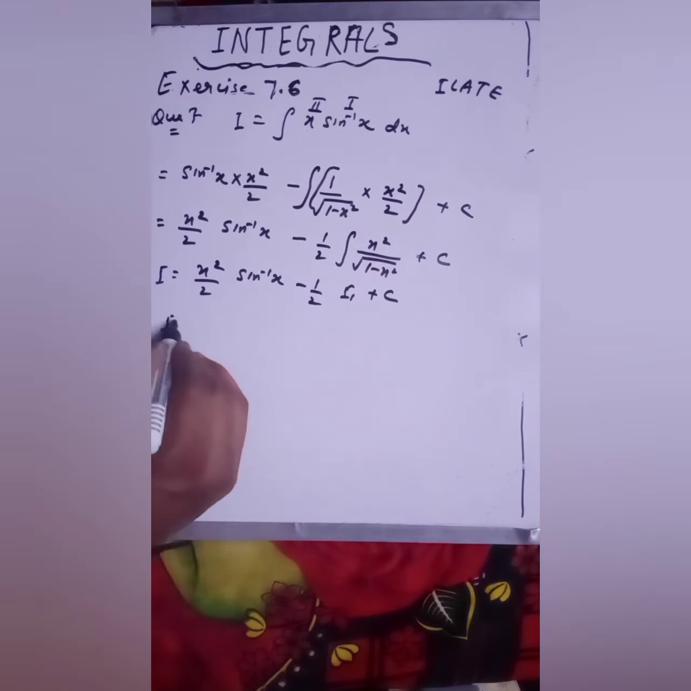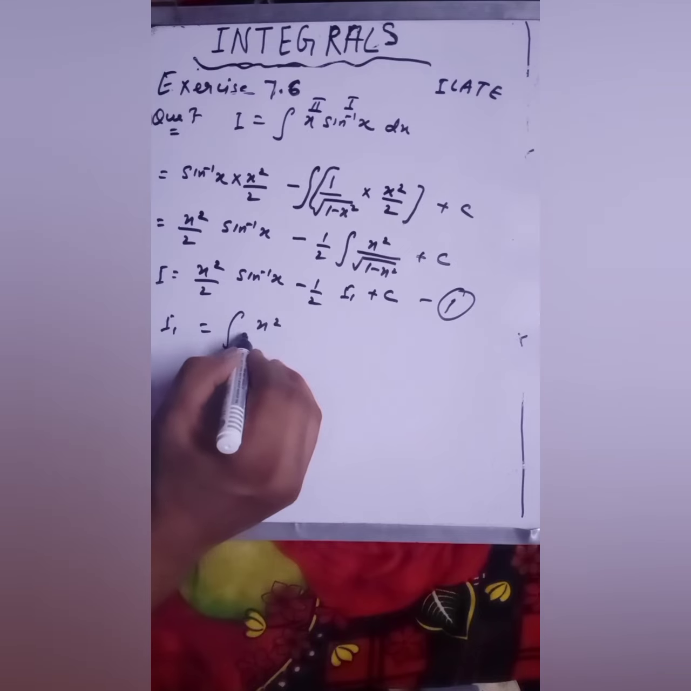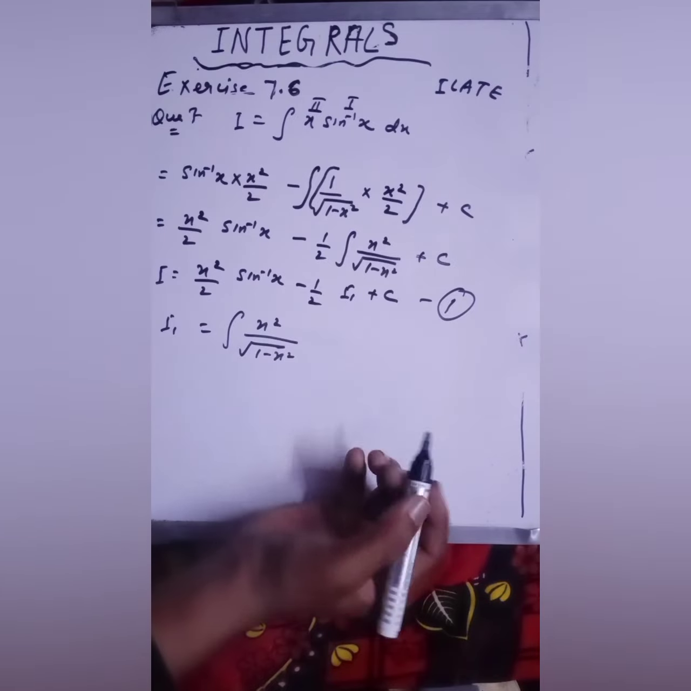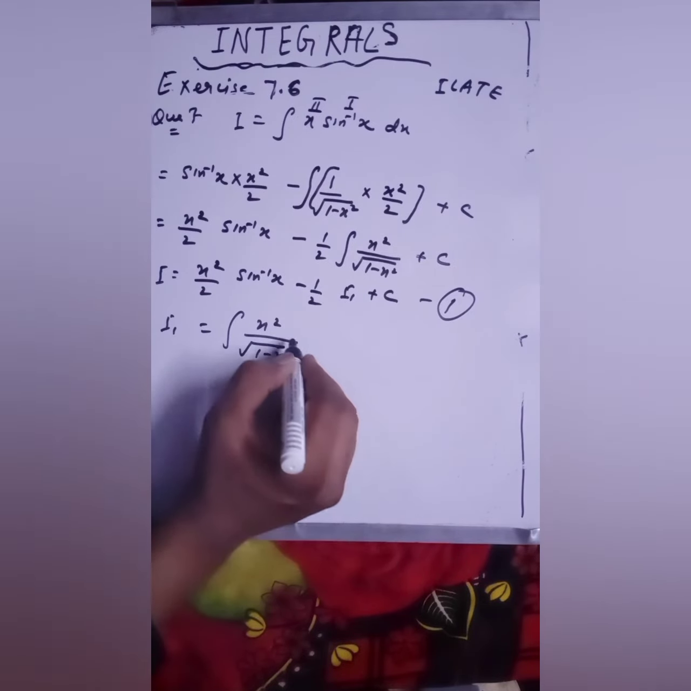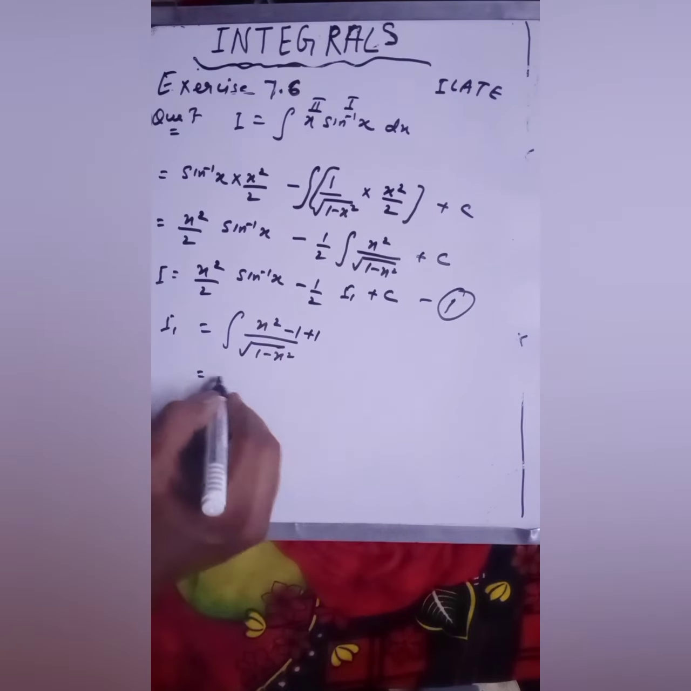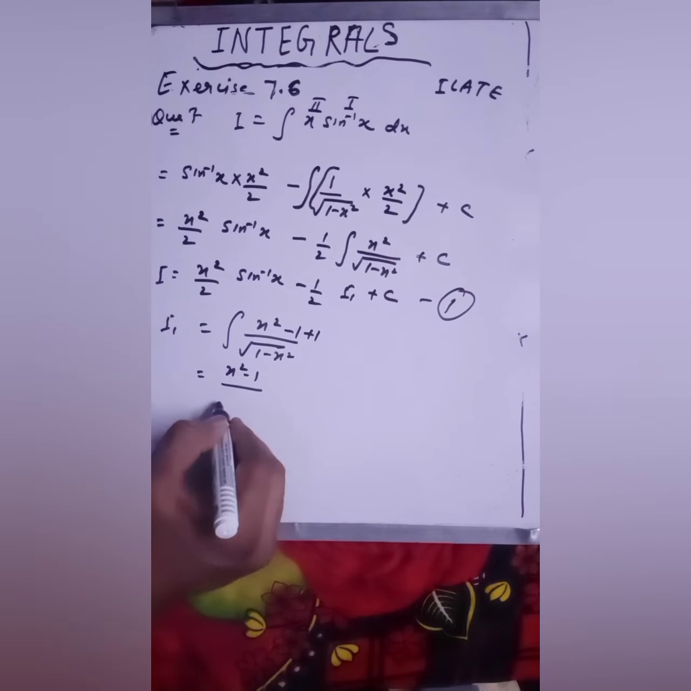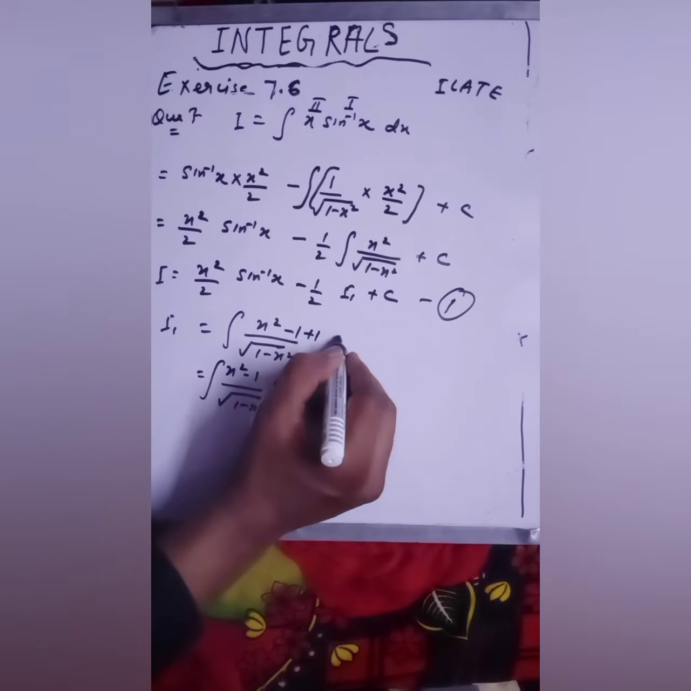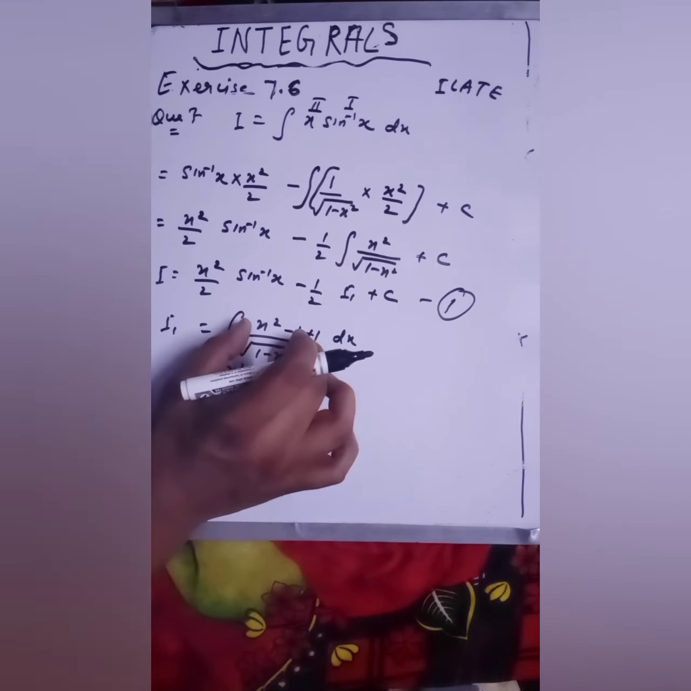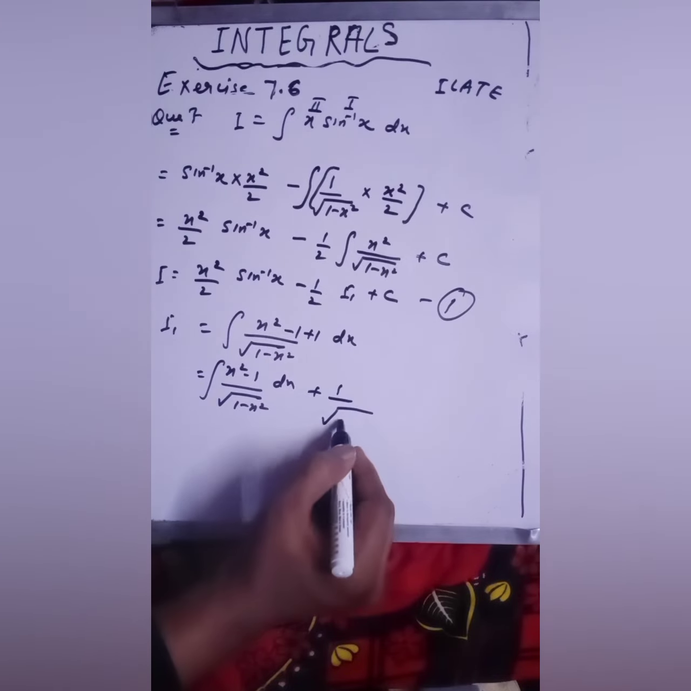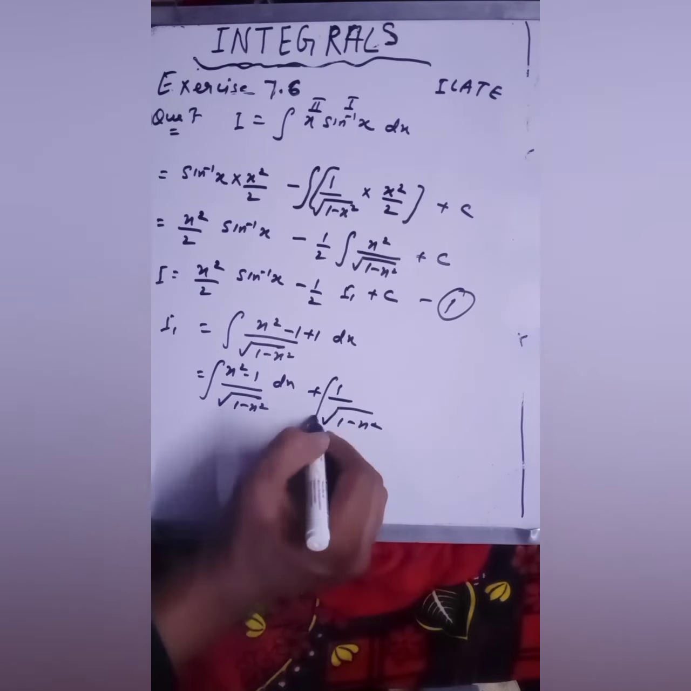So your I1 is integration x square over under root 1 minus x square. So here you can subtract 1 or you can add 1. Fine. So x square minus 1 over under root 1 minus x square, integration of this into dx. So I am separating these two, x square minus 1 over this and plus 1 over this. Got it, children?